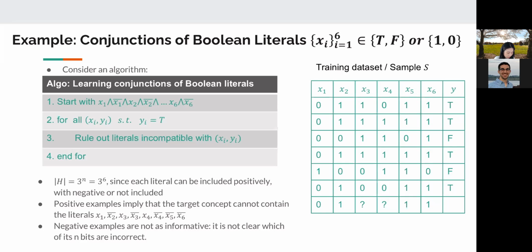So the algorithm is so-called learning conjunctions of Boolean literals. So what do I do? I want to start with everything. What do I mean by everything? I have Boolean literals from x1 to x6, and we're going to include each literal and its negation: x1 and x1 negation, x2 and x2 negation, and so on. This is something I initialize. You can think about this as my initialization.